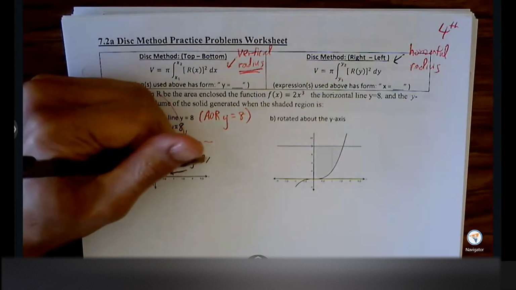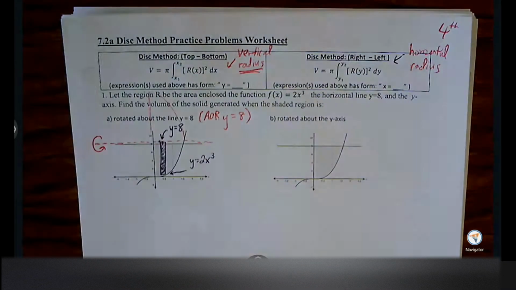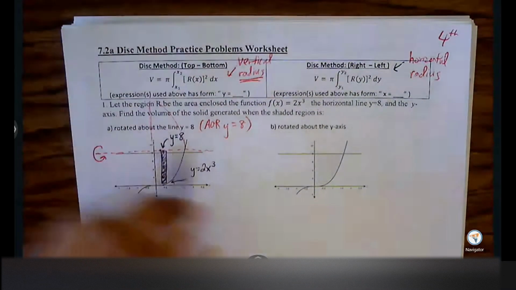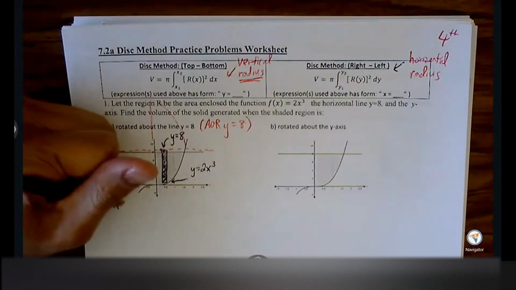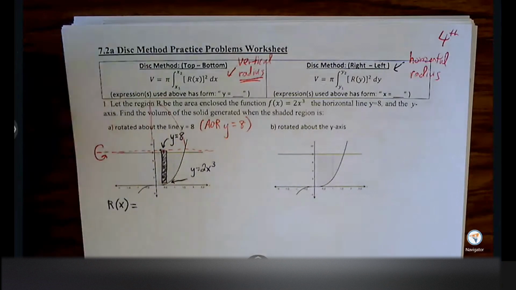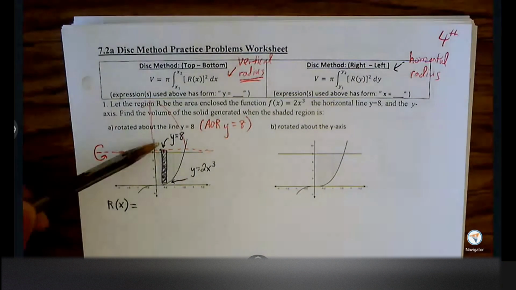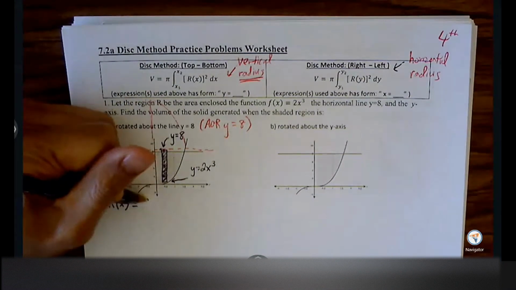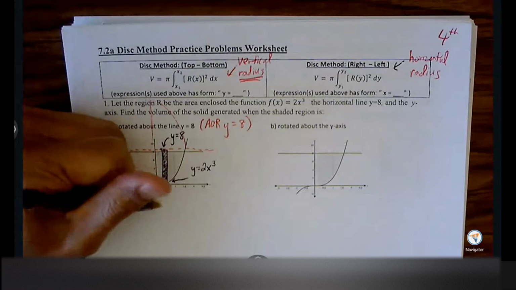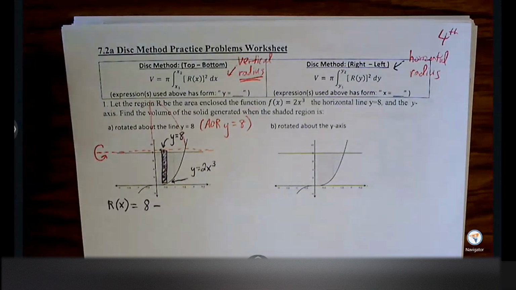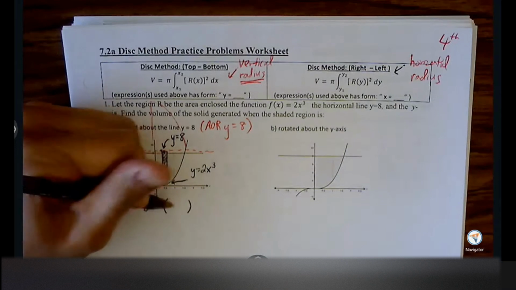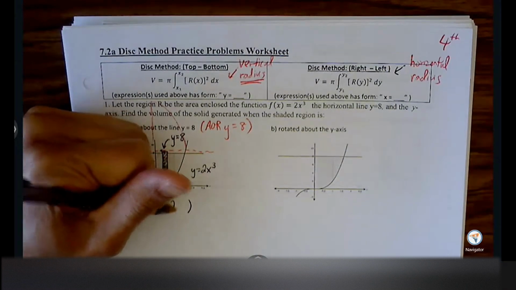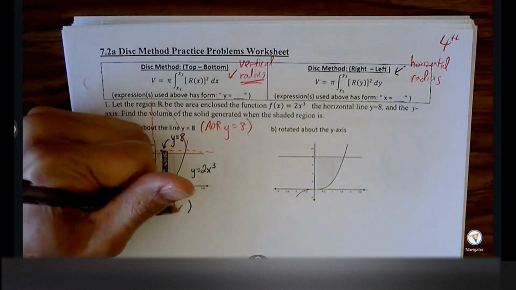Okay, so we identified everything that we need to build our radius. So let's just find our radius, and then we can worry about the formula later. Okay, top minus bottom. The top of the radius is sitting at 8, so that comes first. We always do top minus bottom. I like to put parentheses around the bottom function. I think that's a good thing for us to do. And if we realize that we don't need the parentheses, we can always drop it later.